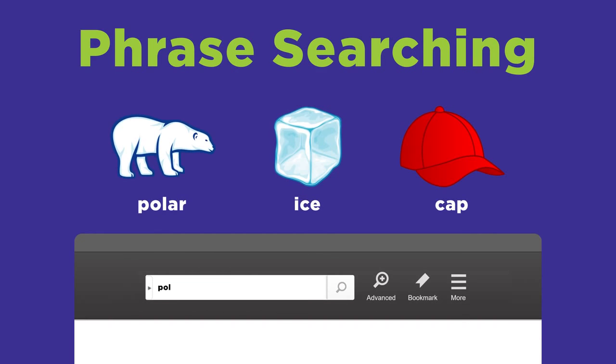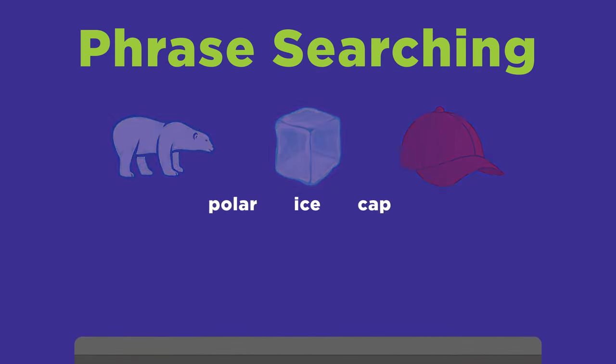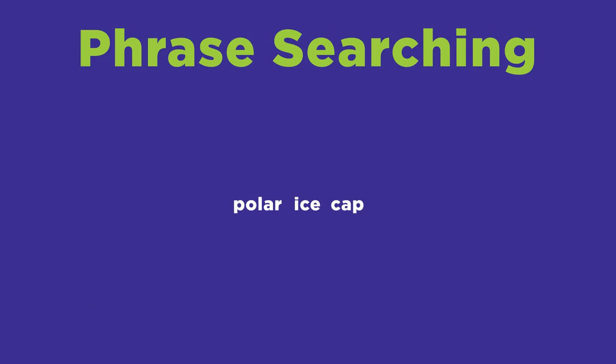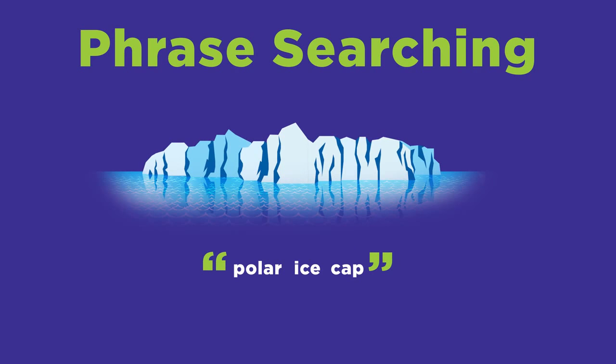Searched like this, as three individual words, many of your results would be irrelevant. Instead, if you put quotation marks around the phrase, like this, you're telling the system to limit results to articles that use these three words in this exact order.